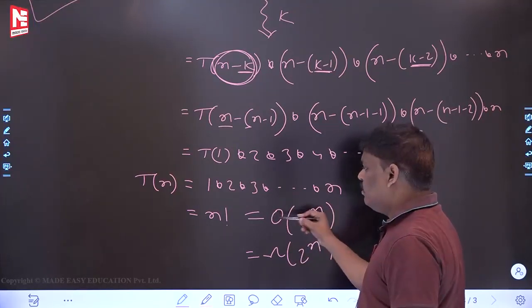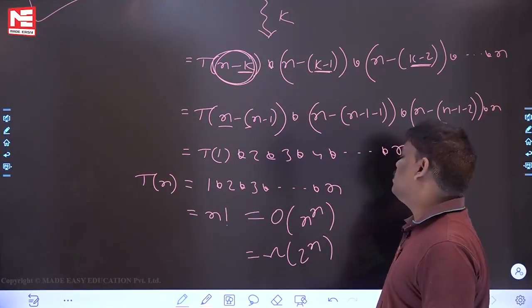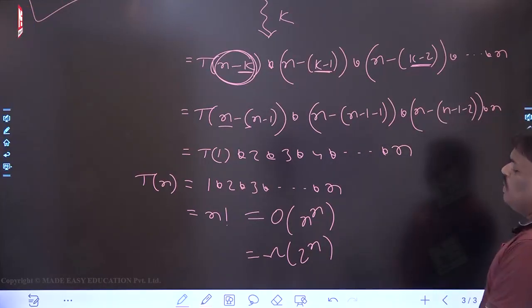Immediate things I have written. Big O and omega are not equal. That is the reason. So what is the answer now? Theta is not possible. N factorial is big O of n power n.